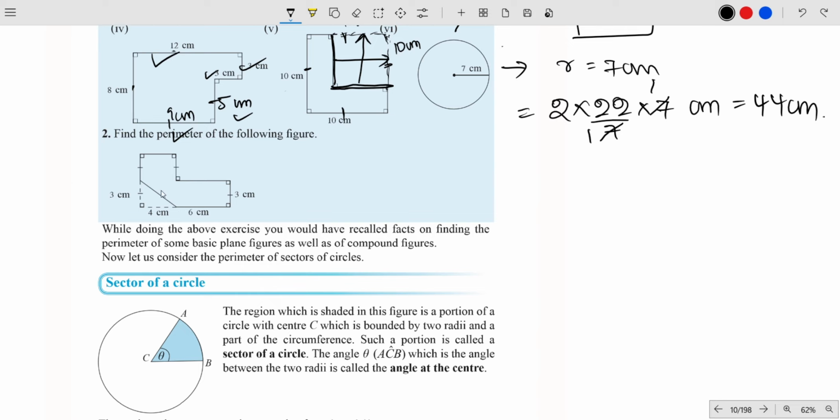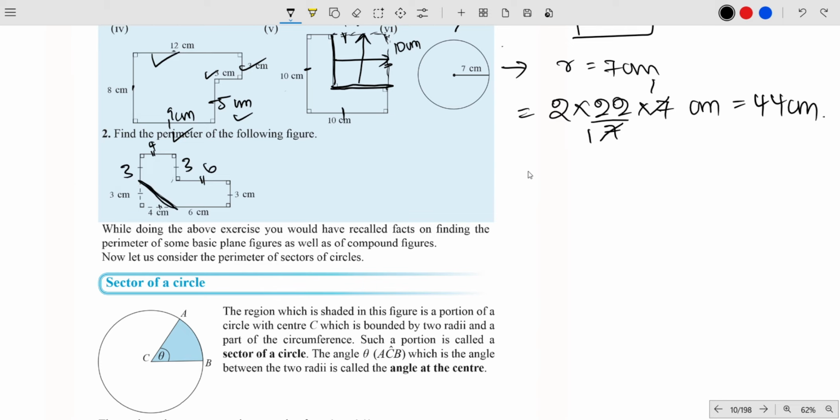This is a special case, and we have to use the Pythagoras theorem in this question. The other sides are equal. It means this one is 3, this one is 3, and this one is 4. So this one is 4, and this one is 6. But here we have to find the slope. In this special case, you have to find this slope.